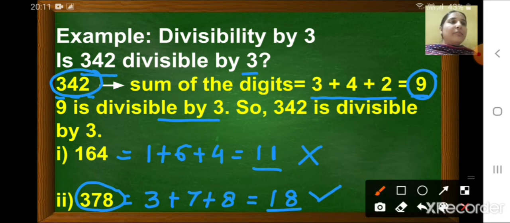Got it? So what will you do to find the divisibility by 3? You will add the digits. You will find the sum of the digits. If the sum is divisible by 3, then that number will also be divisible by 3.